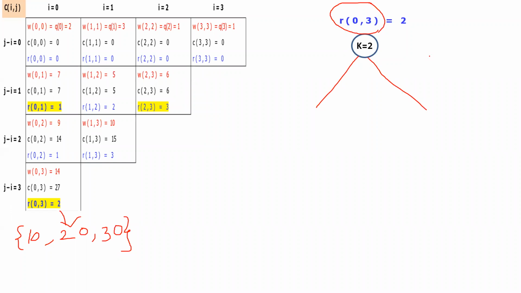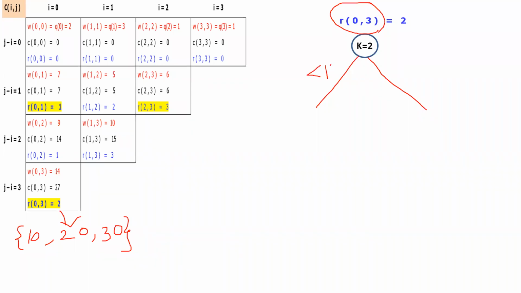The remaining keys, some of them should get into left subtree, some of them will get into right subtree. Now, which keys will go left side, which keys will go right side? All the keys which are less than k.